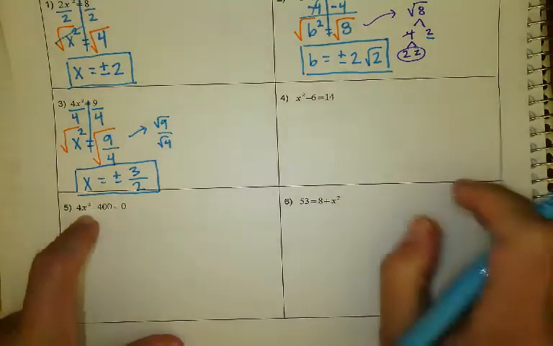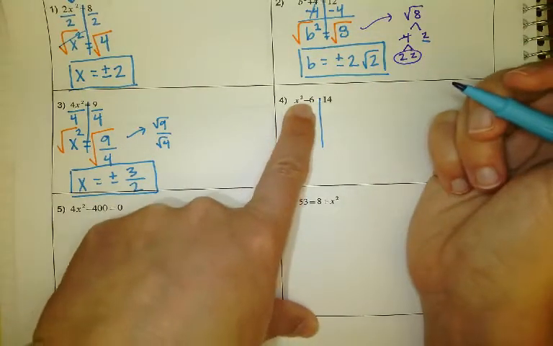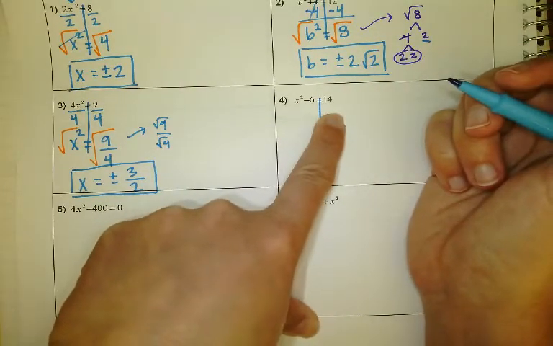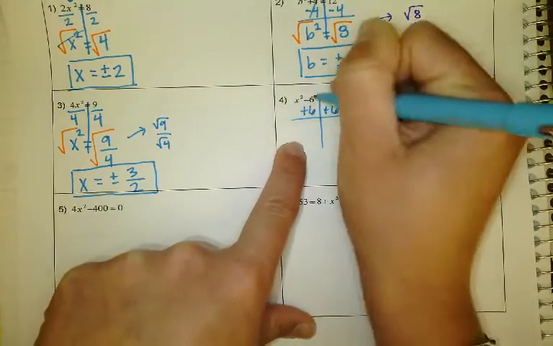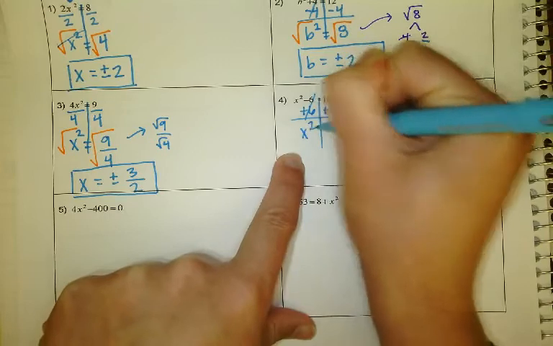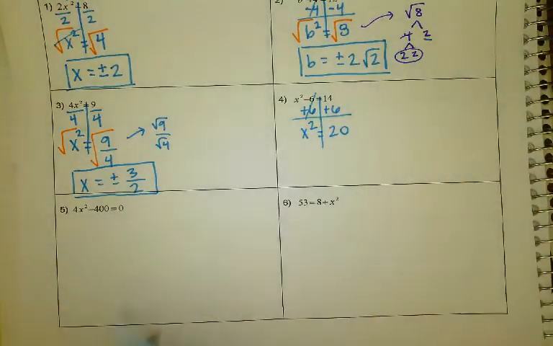Awesome, let's try another one. So I have x squared minus 6 equals 14. Let's cancel the minus 6 by adding 6. I get x squared equals 20. And now we're ready for our square root.